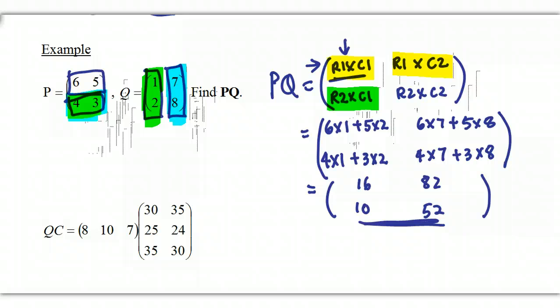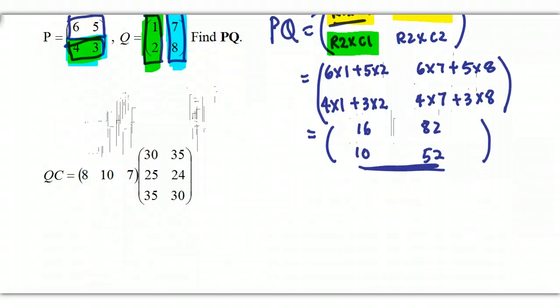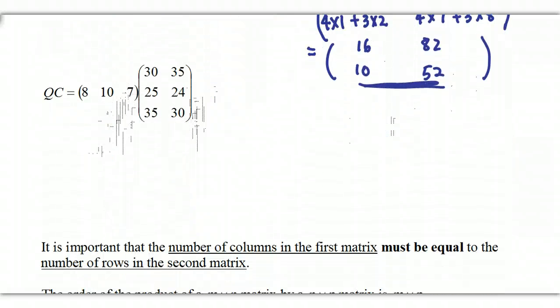Alright, so you may want to review this example again. If not, okay, let's look at another example and then we can try this again. Remember, just now we had matrices of the same size, but now we have matrices with two different sizes.